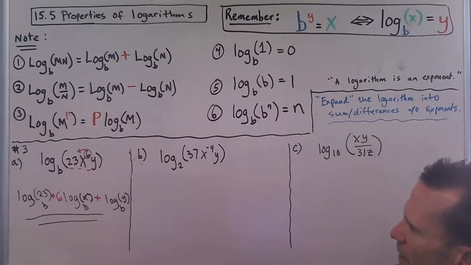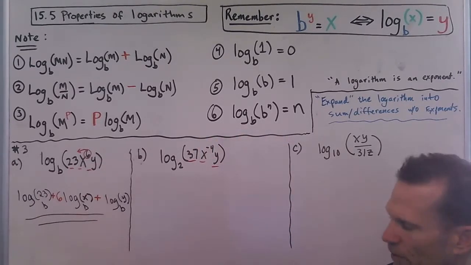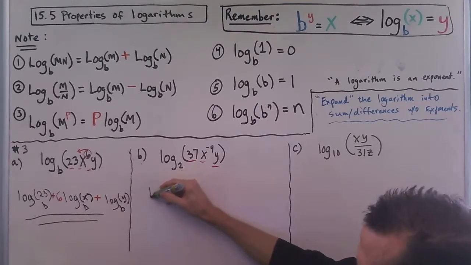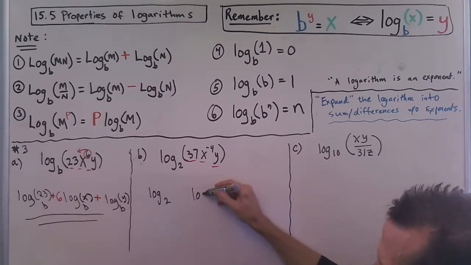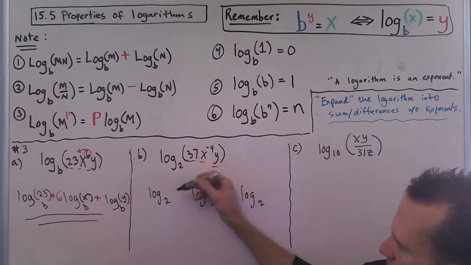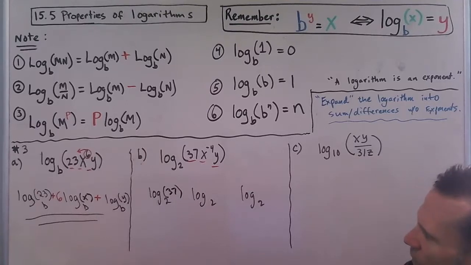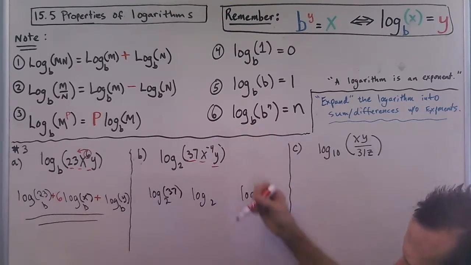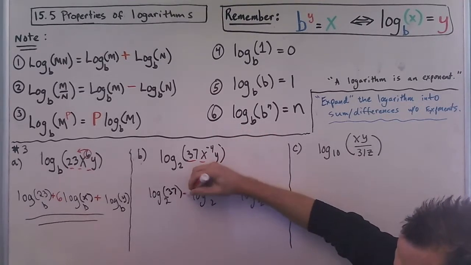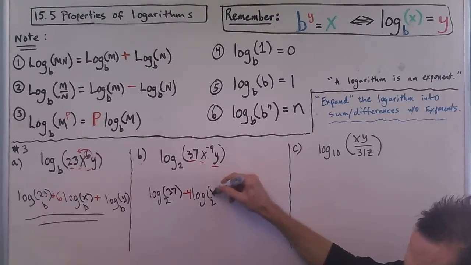Now again, we see 1, 2, 3 pieces here. So I'm going to write log base 2 three times. Log base 2, log base 2, log base 2. And then I have this pretty simple one here, log base 2 of 37. We have to be a little careful on this next one. This -4 is going to come out front. So we have minus, okay, minus 4. And then we have log base 2 of x.